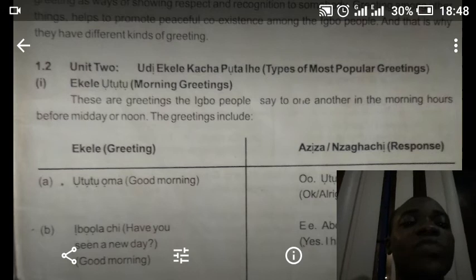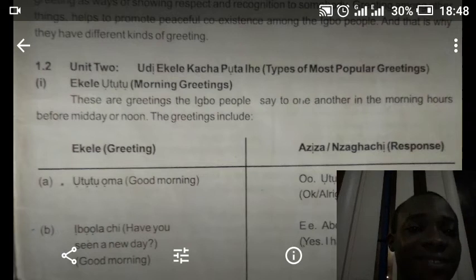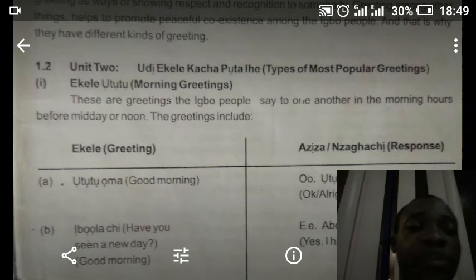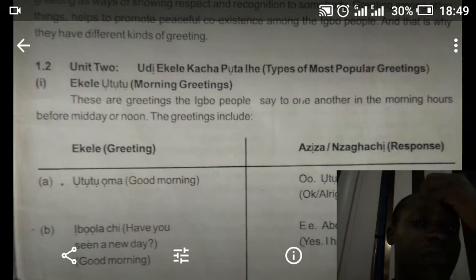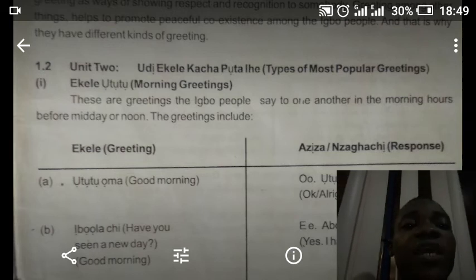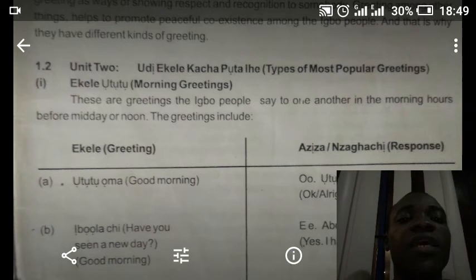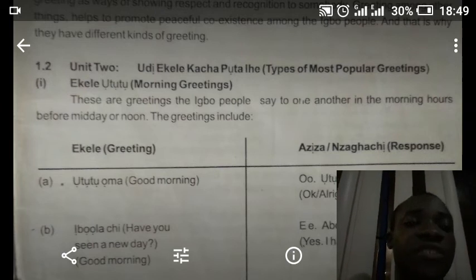Now look at Udi Ekele Kacha Pota Ihe. That is the types of most popular greetings, the most popular greetings that we Igbo people express. So number one, we are going to look at Ekele Ututu, that is morning greeting.